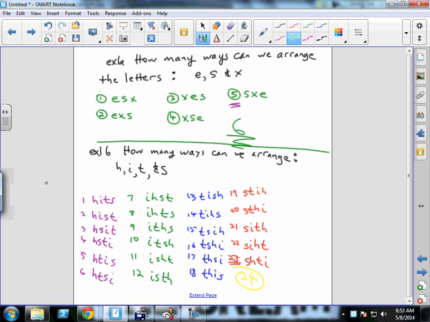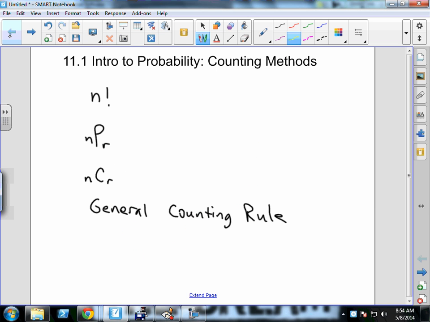Can't you just write them all out? That's going to take a long time to write them all out. Well, I bet there's an answer somewhere in the notes, somewhere where we're going to go. I bet there's an answer.